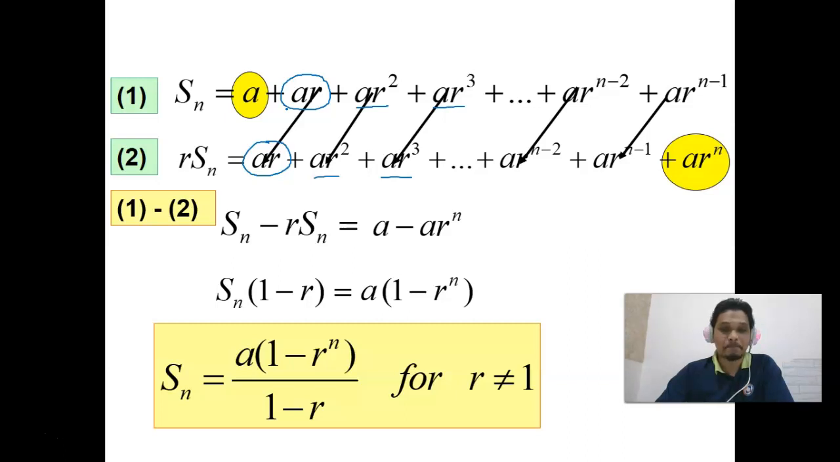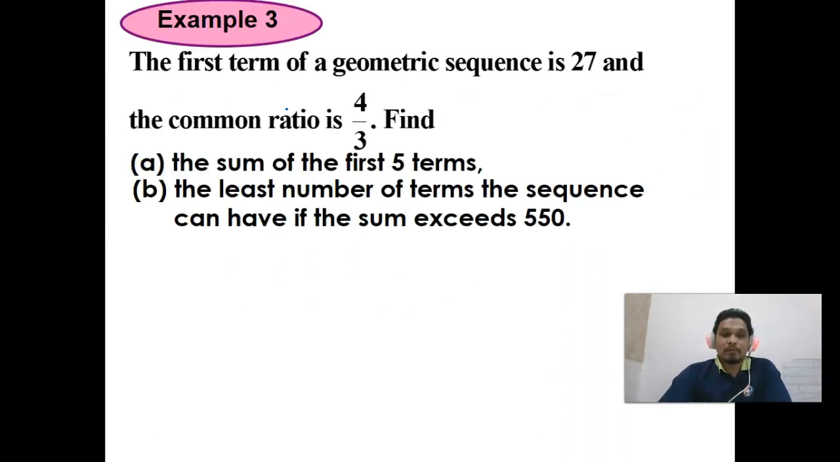1 minus r. Okay, now the first term of a geometric sequence is 27 and the common ratio is 4/3.